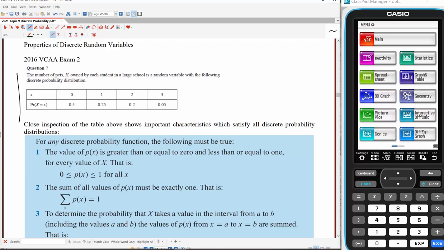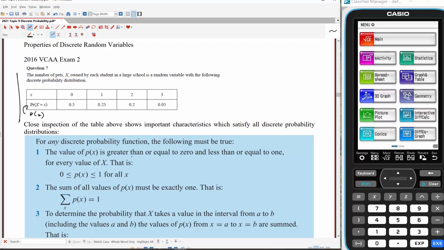Alright, so let's just have a look at some properties of discrete random variables by examining this VCAR question from exam 2. So, close inspection of the table above shows important characteristics which satisfy all discrete probability distributions. So this is important that we know this. The value of p of x, that's this thing here, the probability that the random variable is one of these values here, we can say that that's p of x and replace it.